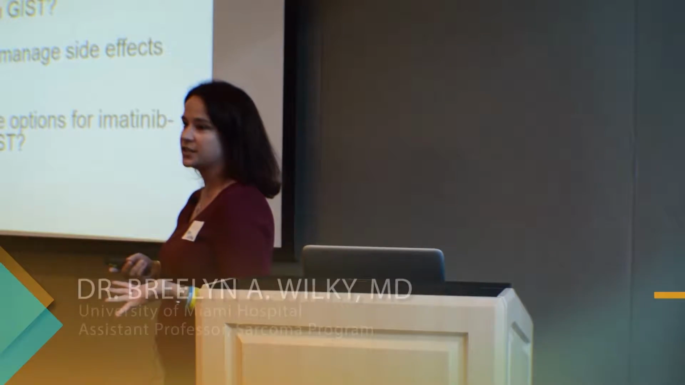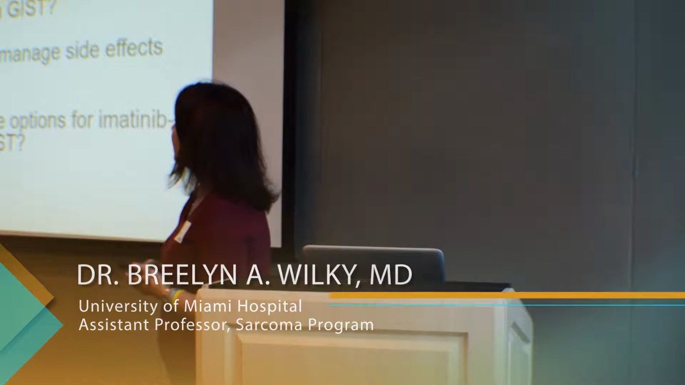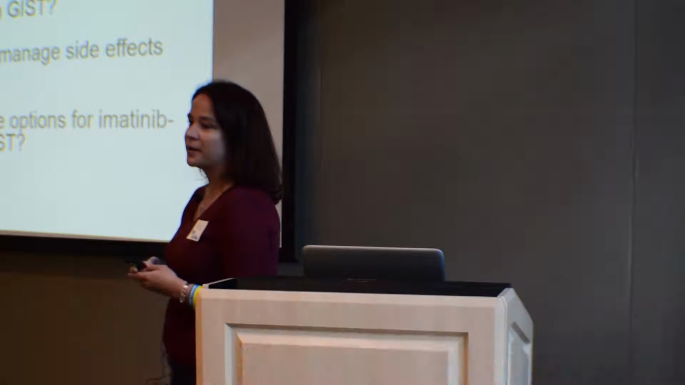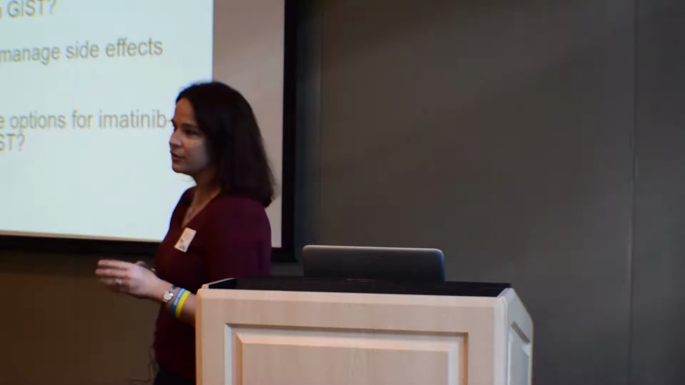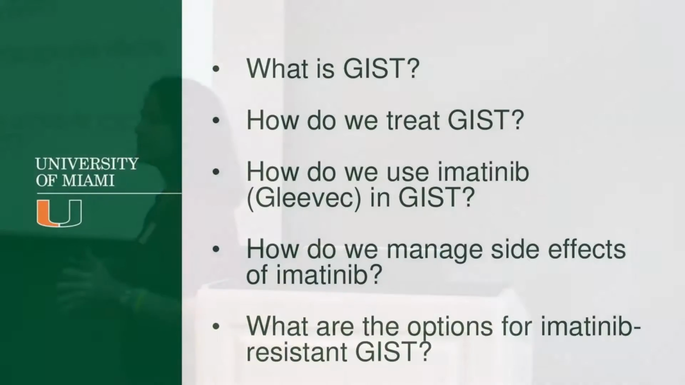Number one, what is GIST, or gastrointestinal stromal tumor? How do we treat it? I'm going to spend a lot of time talking about imatinib or Gleevec, which is the drug of choice that we start treatment with for GIST. I'm going to spend some time talking about how we manage side effects, which is always questions that come up later on in the day.